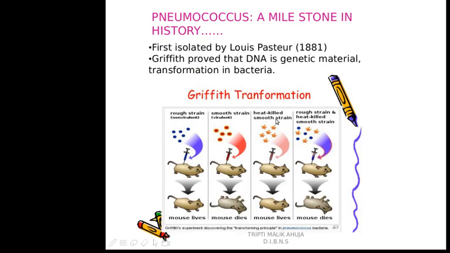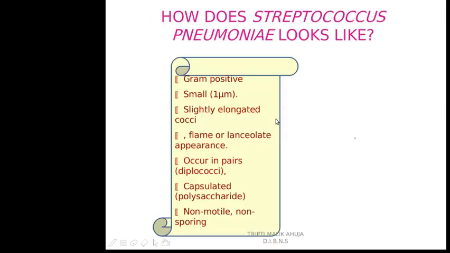This bacteria has a milestone in history. It was first of all isolated by Louis Pasteur. Using this bacteria, Griffith proved that DNA is genetic material. He carried out the transformation experiments using the rough and the smooth strains of Streptococcus pneumoniae.